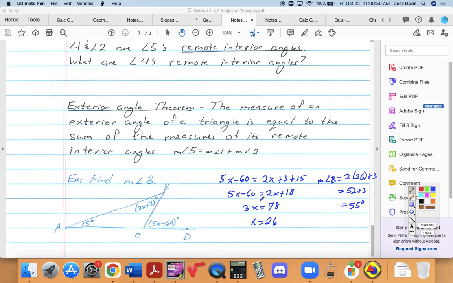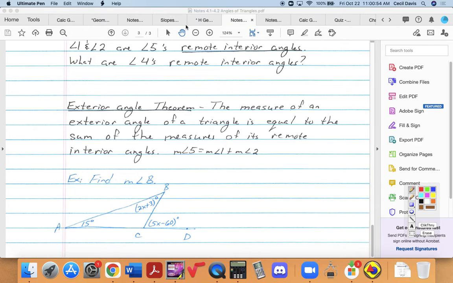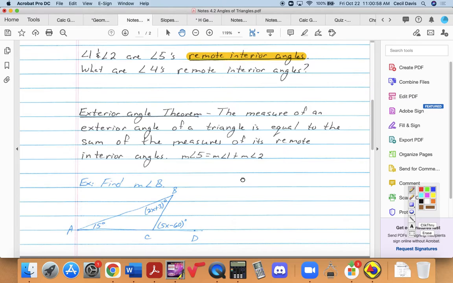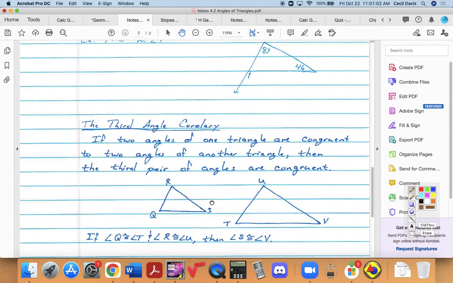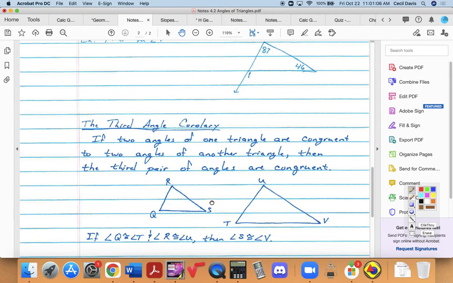Oh, we're done. Okay, I do want to add one thing to this. I like your addition. You like my addition? You said you wanted to add something.